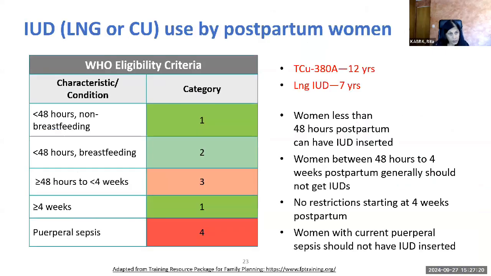Similarly, for IUD, which is again very much used by postpartum women, it could be a levonorgestrel IUD, it could be a copper IUD. These are also very good and long-acting reversible contraceptives. And recent studies have shown that a copper T IUD can be kept for 12 years, and an LNG IUD can be kept for 7 years. And as I said earlier, these IUDs can be inserted either within 48 hours or later.